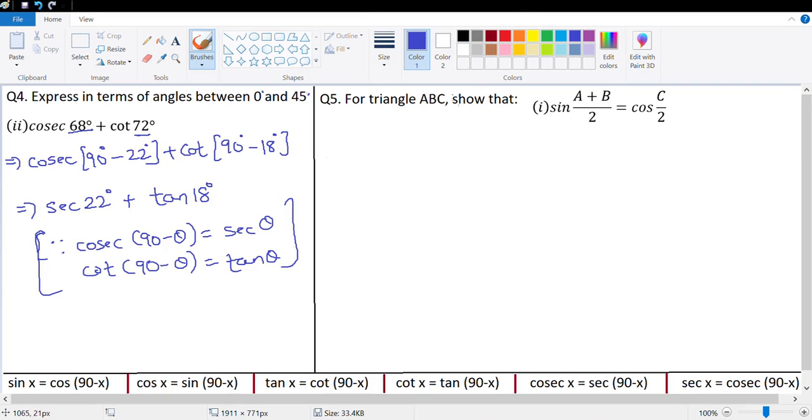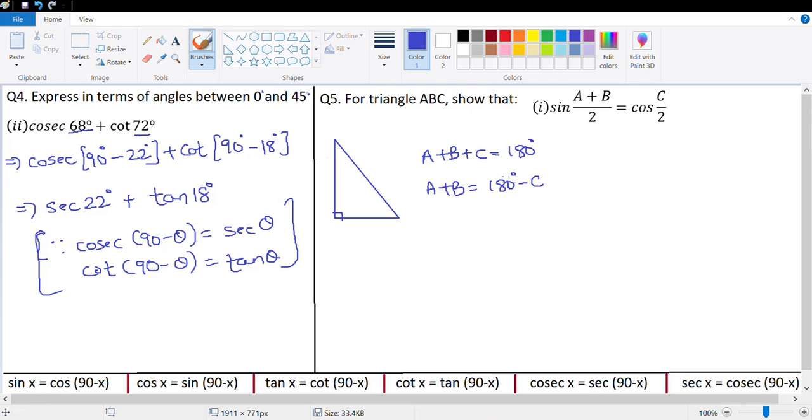Very interesting question. From the exam perspective also. So for triangle ABC, show that sine of A plus B upon 2 is equal to cos C upon 2. So we are looking at a triangle ABC, right angled, at which point doesn't matter. So let's first look at the sum of three angles. So angle A plus angle B plus angle C is equal to 180 degree, which means A plus B is equal to 180 degree minus C.